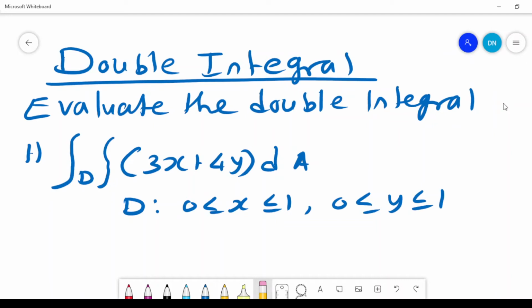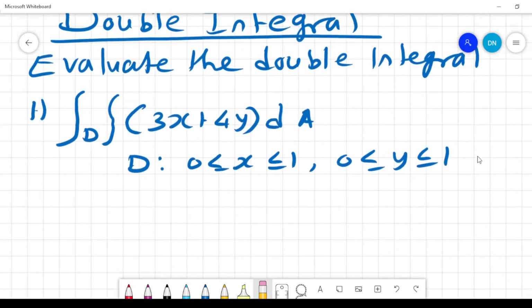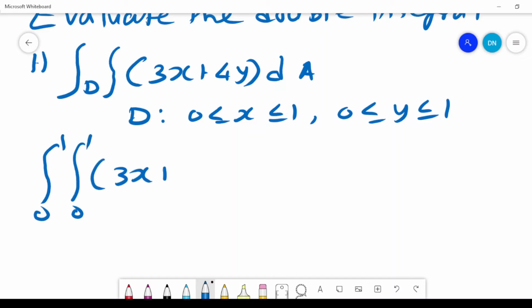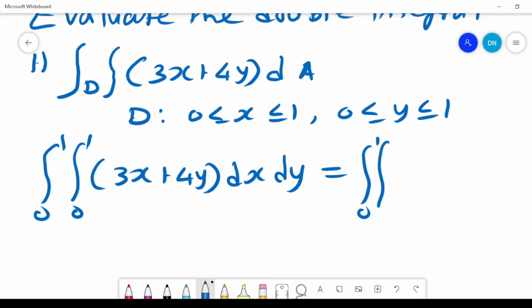Evaluate the double integral, where we want to evaluate 3x plus 4y, and x and y lie between 0 and 1. So if I want to, I can either write it in this form, or I can also write it in this form. Fortunately, x and y are symmetrical, so that makes it easier for me.